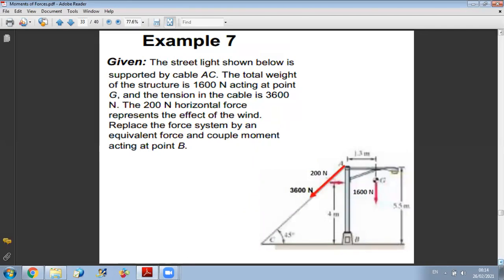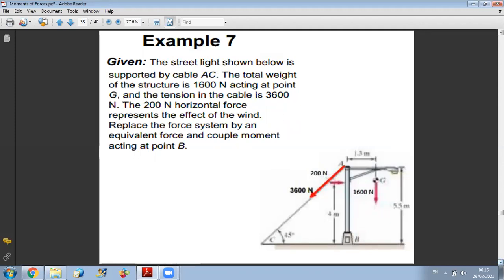For example, here, the street light shown below is supported by cable AC. The total weight of the structure is 1,600 Newton acting at point G, and the tension in the cable is 3,600 Newton. The 200 Newton horizontal force represents the effect of the wind. Replace the force system by an equivalent force and couple moment acting at point B.